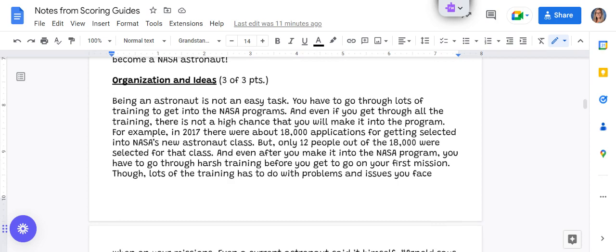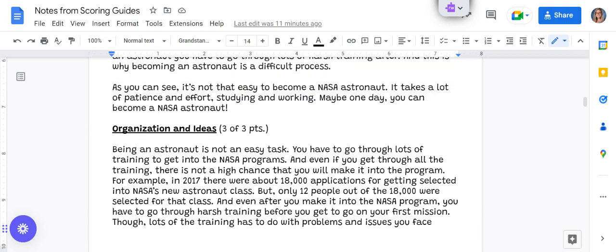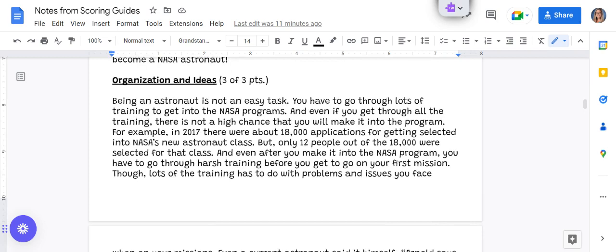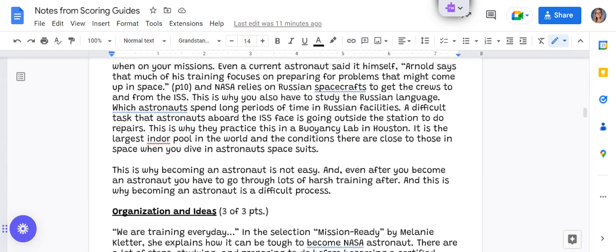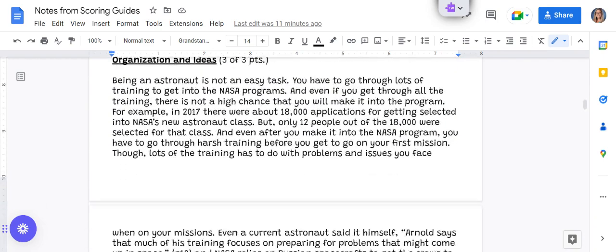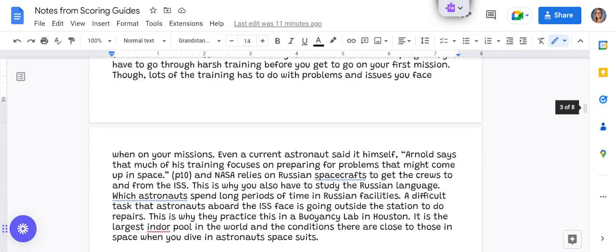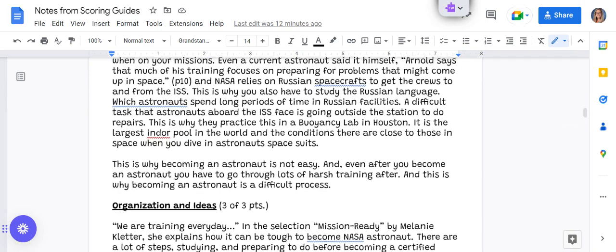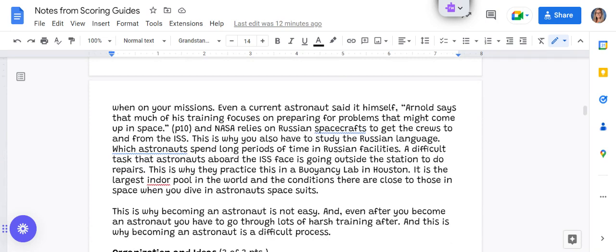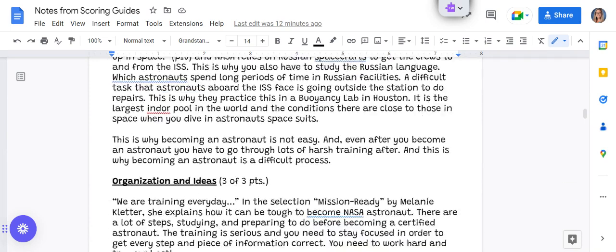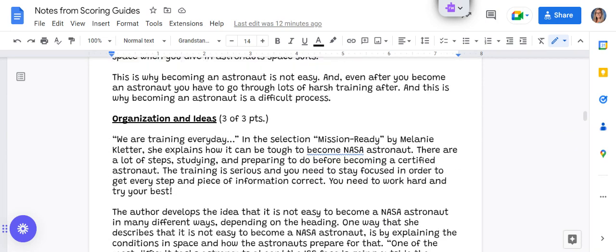And then this is another one that got a 3 out of 3. For this one, I copied the body of the essay, the whole essay, so you could see it. I'm not going to read this whole thing, but you'll notice there's underlining. That's because those are mistakes, just to show you that it's not perfect.